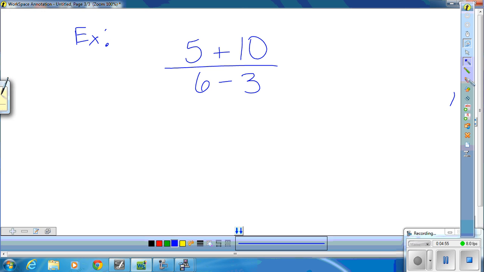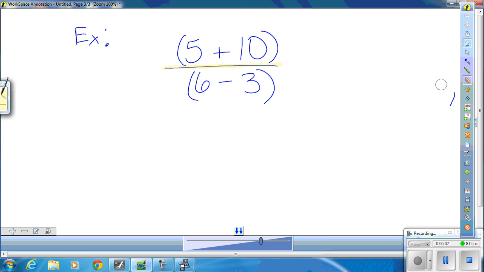Things that I want to recognize first is that this bar, this fraction bar, is a grouping symbol. So it is grouping the stuff that is on the top together, and it is grouping the stuff that is on the bottom together. So that falls into my very first order of operations, my grouping symbols. And so that's what I'm going to want to take care of first.